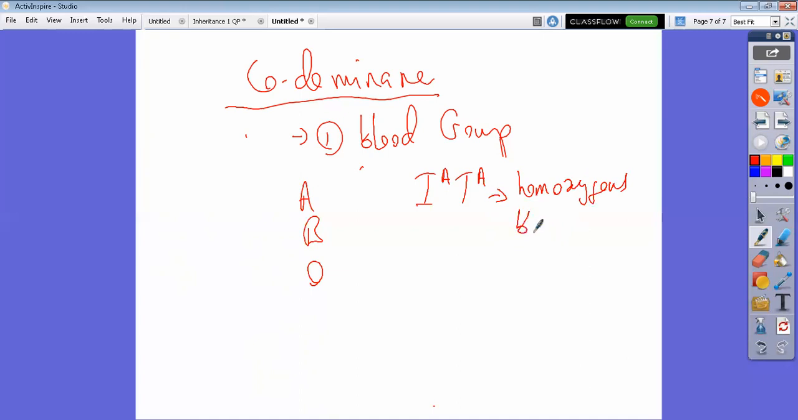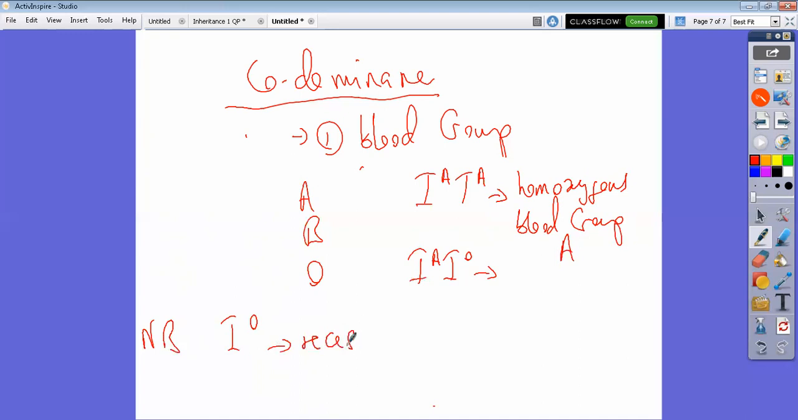Homozygous blood group, you can write that blood group A. Then we have a situation where we have A or like this. So the IO, you have to write it down, maybe NB here, is a recessive. So we don't mention that when you're talking of codominance, we don't talk of this. But this is a recessive. In codominance, you don't have a recessive. A and B are codominant. Clear? These two are codominant. So this is recessive. So this is heterozygous.